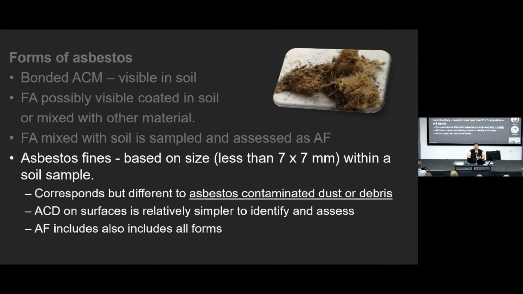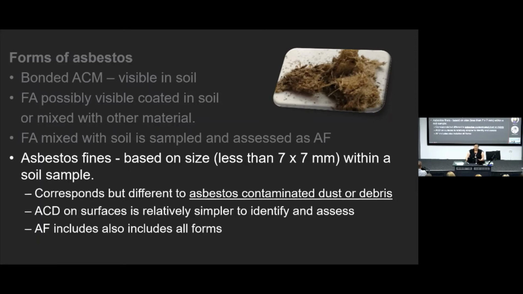Now, with asbestos fines, it is strictly a size category for the main part, and it's material that's less than 7 by 7 millimetre. This size was originally chosen because of the thickness of an asbestos cement sheet. So it's saying that if you've got small enough fragments that pass through a 7 by 7 millimetre sieve, then we're talking about material that's too small to readily see with your eye, and we need to look at the soil more carefully in a lab situation.